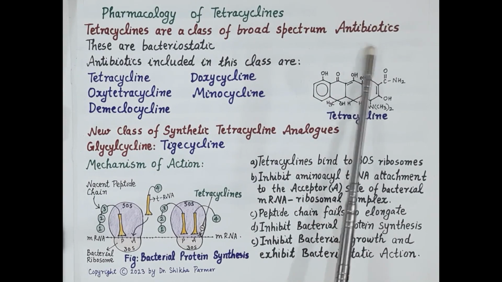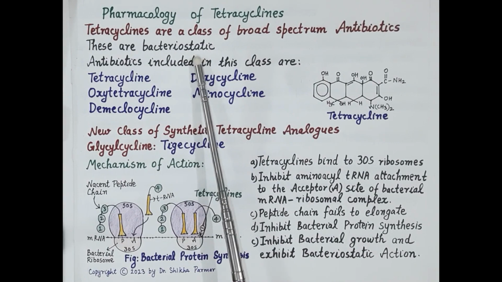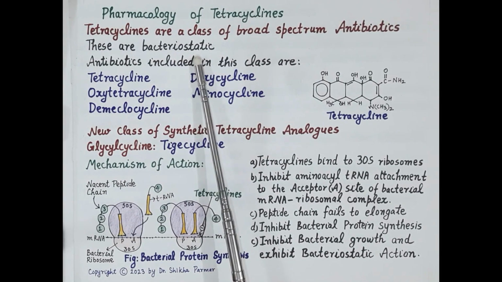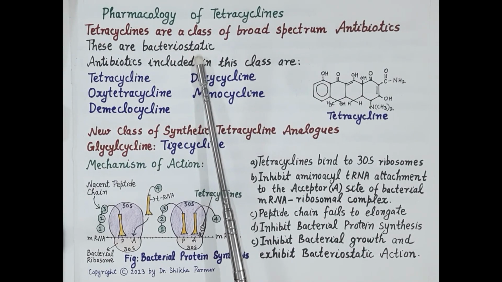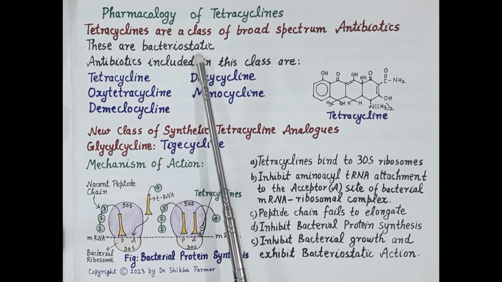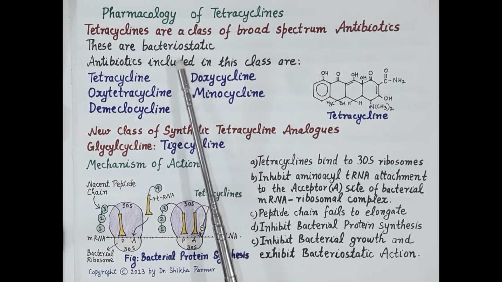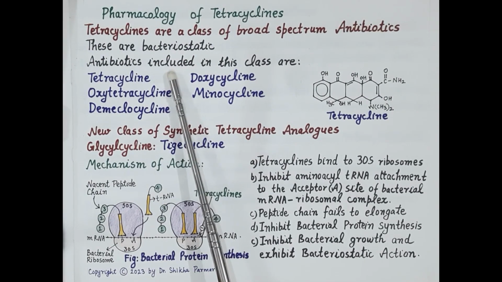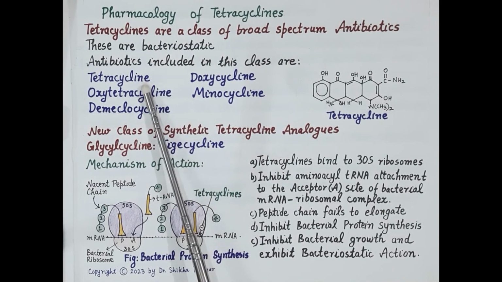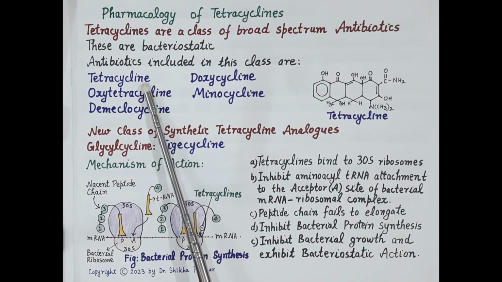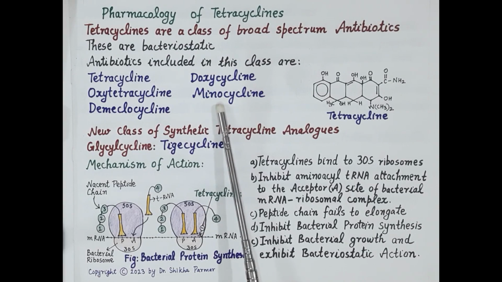Now these antibiotics are bacteriostatic. That means they inhibit growth of bacteria. They prevent the growth of bacteria. Now antibiotics included in tetracycline class of antibiotics are as follows. The first is tetracycline itself. So tetracycline itself is an antibiotic, and this entire class of antibiotics is named as tetracyclines class of antibiotics.